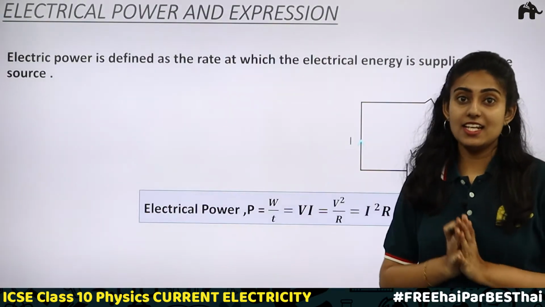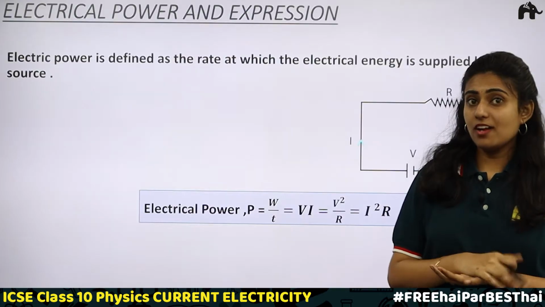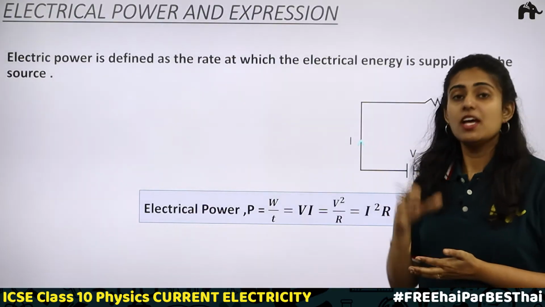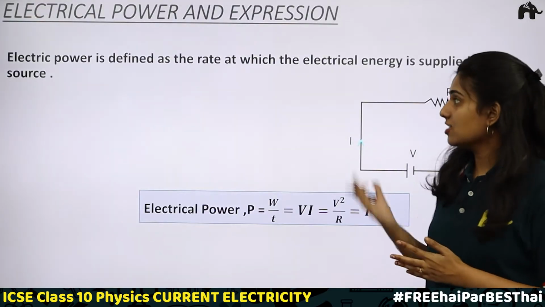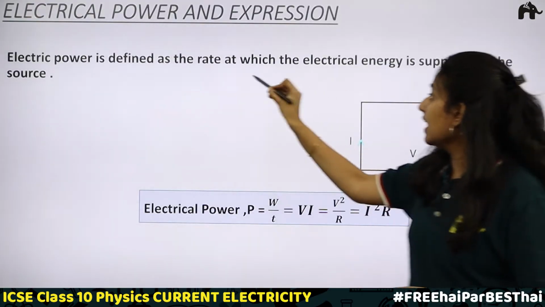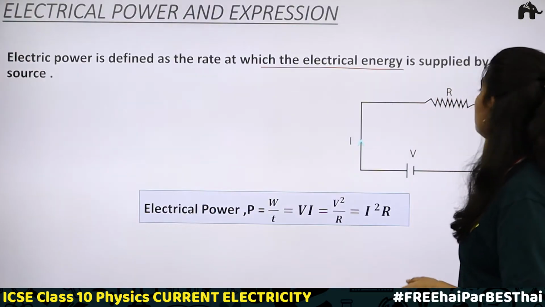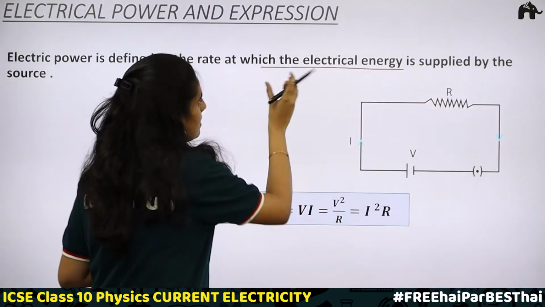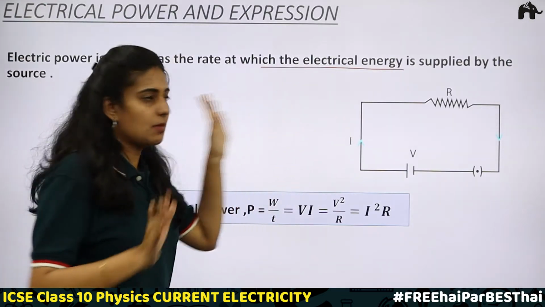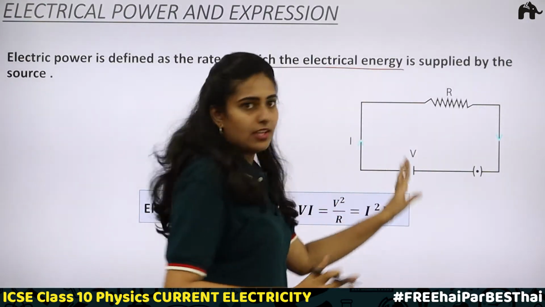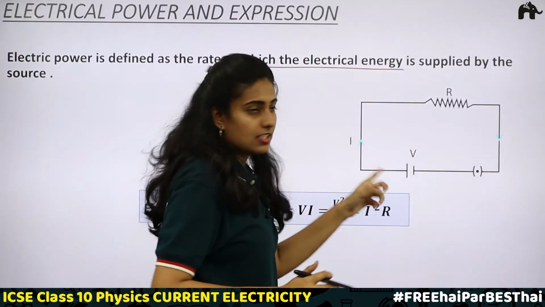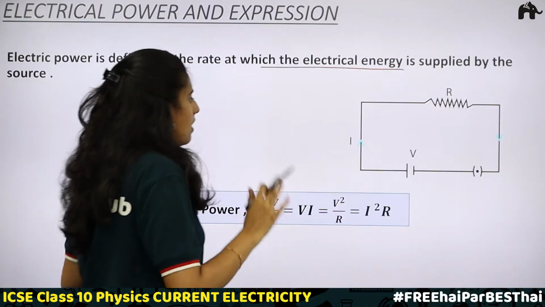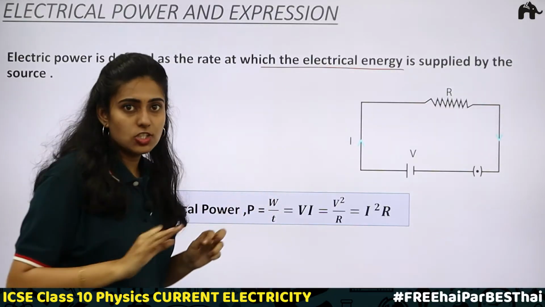Okay. Next is electrical power. We have studied about power. What is power? Power is the rate of doing work. Work by time will give you power. So here electrical power can be defined as the rate at which the electrical energy is supplied by the source. Here the work done is the electrical energy. In the same circuit you have a battery. The current flows through the circuit when the key is plugged. Okay. Now we'll be studying the expressions for power.